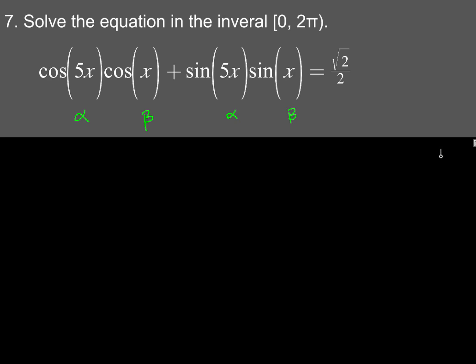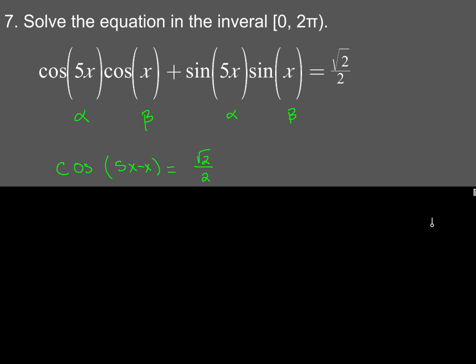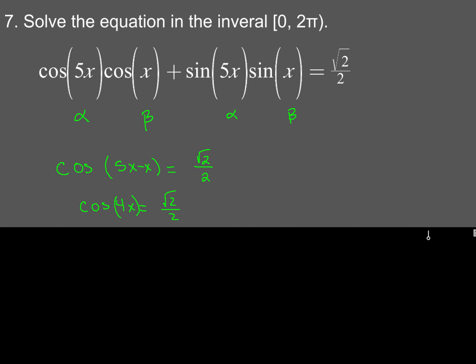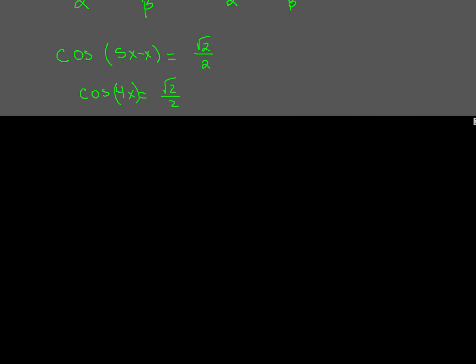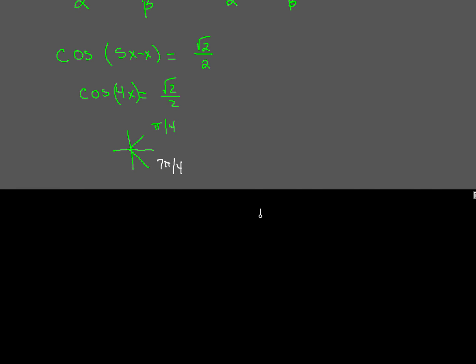Now the correct formula is cosine of alpha minus beta, or in this case cosine of 5x minus x. Simplifying, we get cosine of 4x equals square root of 2 over 2. Now we've got to think about the unit circle. There are two spots on the unit circle where cosine is square root of 2 over 2. So just ignore the 4x part for a second and think about those two spots. One is going to be at pi over 4 and the other is at 7 pi over 4.